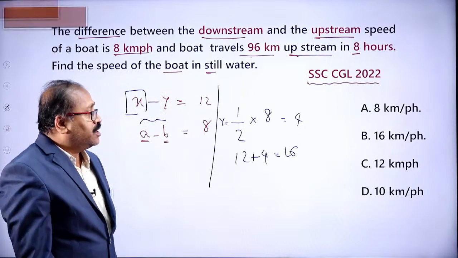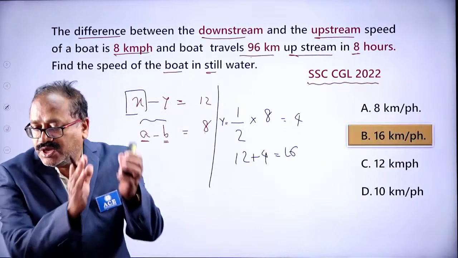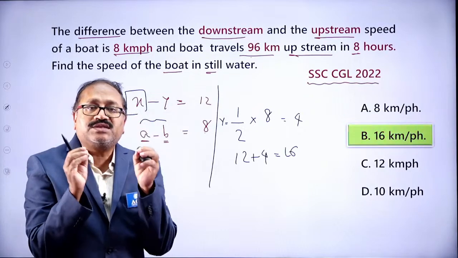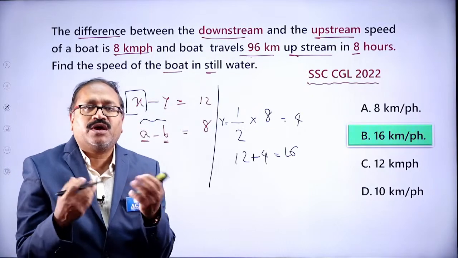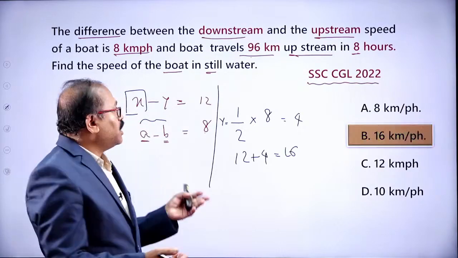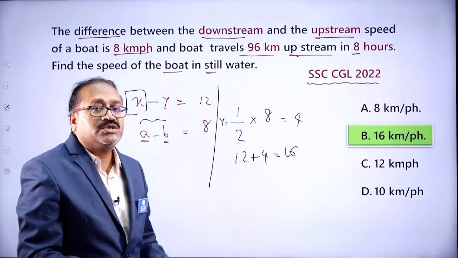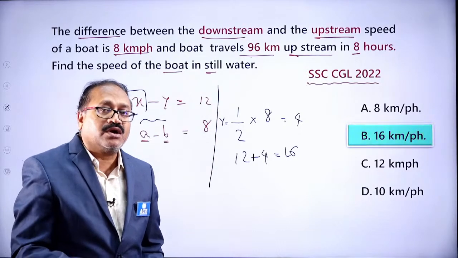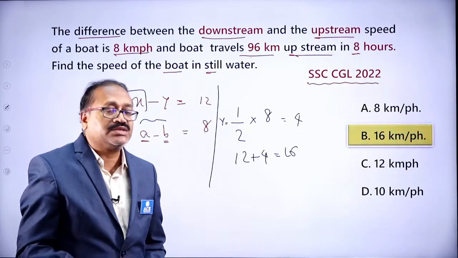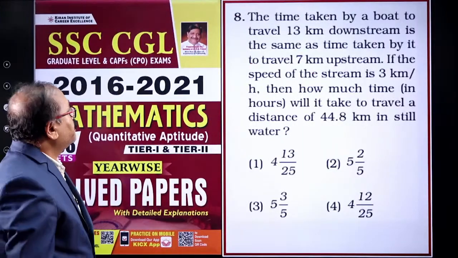Okay. So here it is 16. Option choice B. Well done. It's a very simple question. No, I don't need any short tricks for answering this question. All information is given. But will every question be the same? Let's check the next question here.